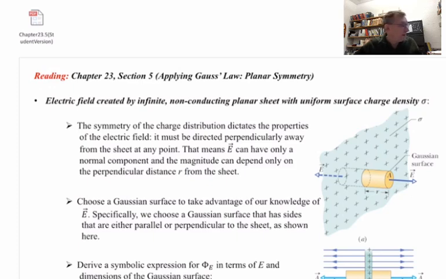Welcome back. This is video lecture 23.5, part 1. And I'm going to talk about section 5 in chapter 23, where we are going to apply Gauss's law for calculating an electric field, again to a situation where we have a charge distribution with a lot of symmetry. Planar symmetry, a flat sheet that goes on in 2 dimensions. Okay? That's what we want to be able to calculate the field for.